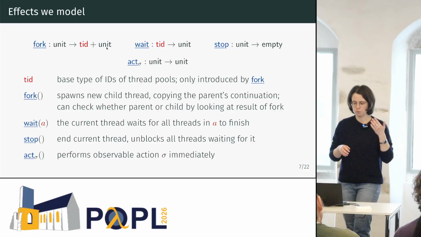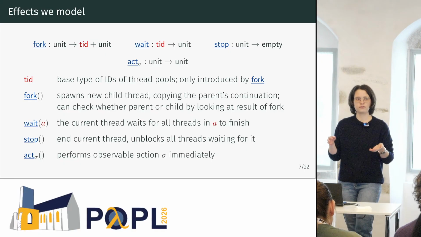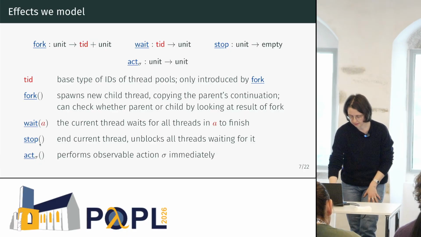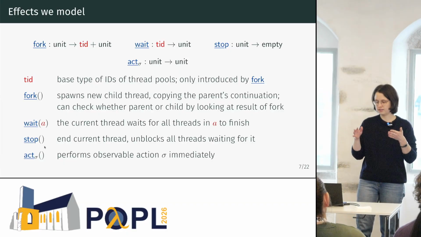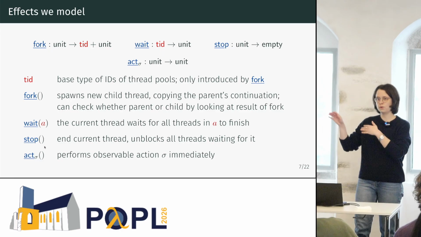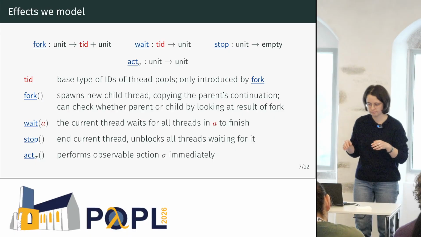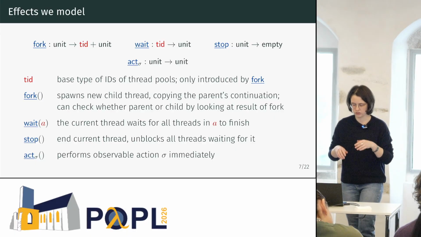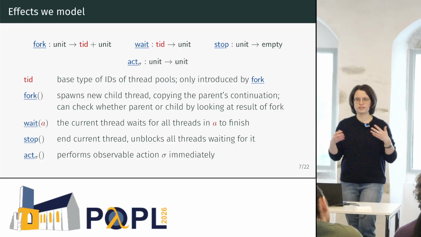If it's in the right branch, then it is the child. Waiting on an ID A means waiting on all the threads in A to finish. Stop ends the current thread, and it signals to all the threads that are waiting on it that this thread is now finished. And act just performs action sigma immediately. These are the actions that we observe.